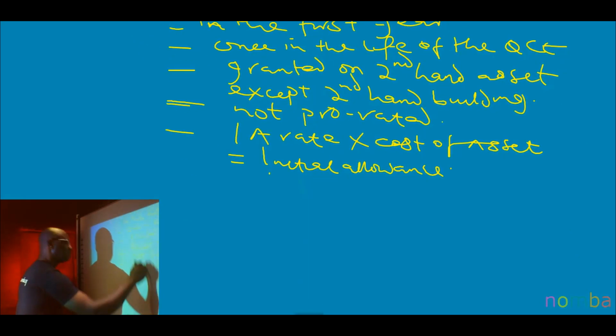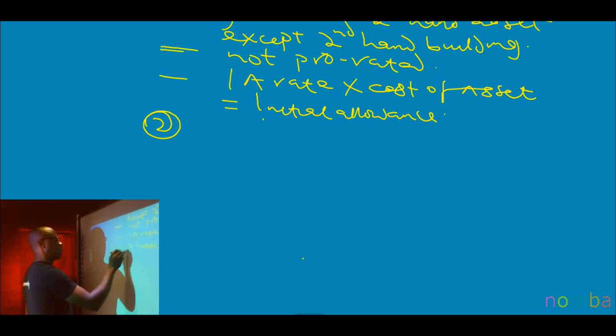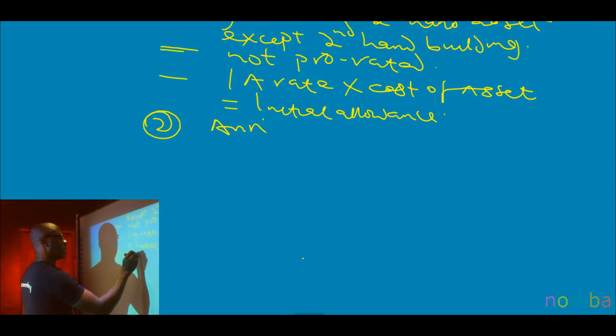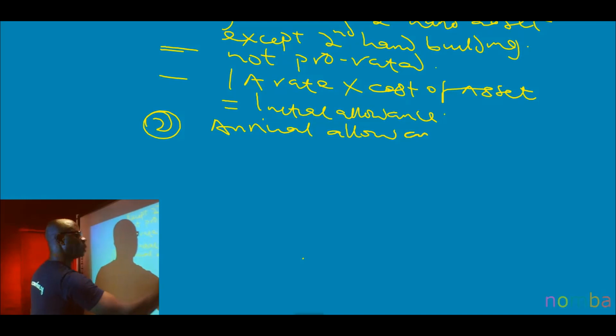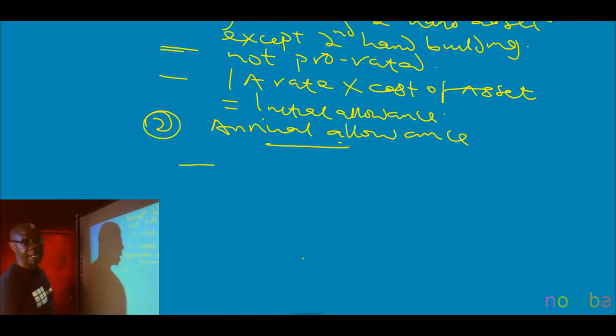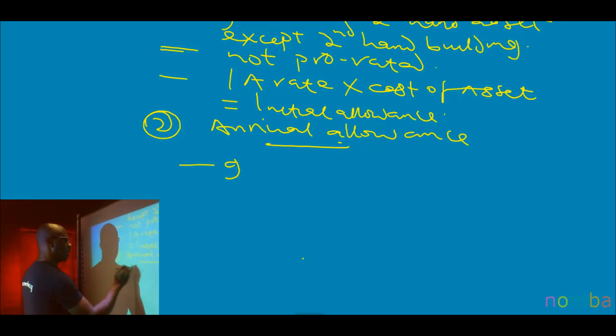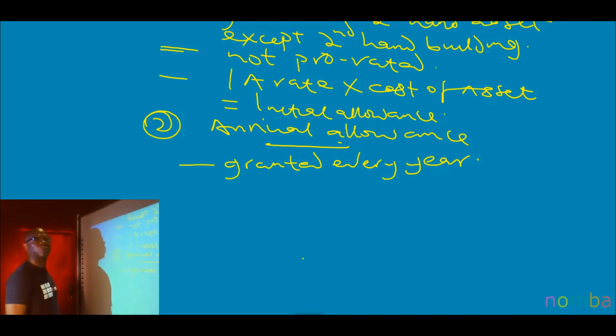Next one now is 2, annual allowance. For annual allowance, what do we have to say? 1, it is granted every year the asset is put to use. Granted every year. We need to know this. Every year the asset is put to use.